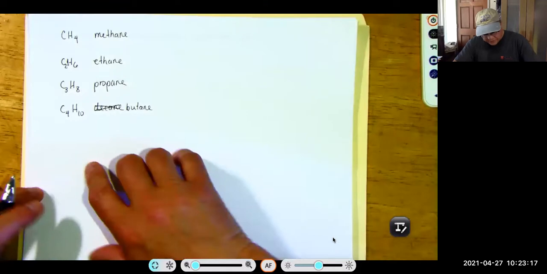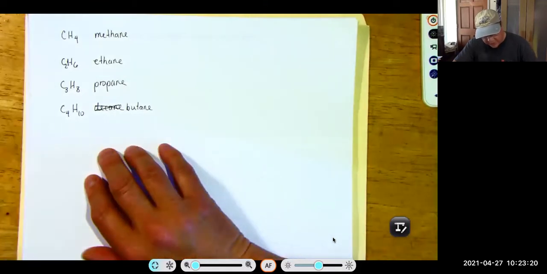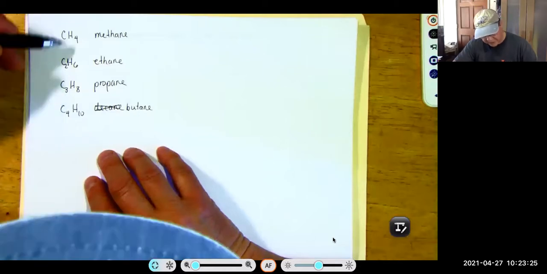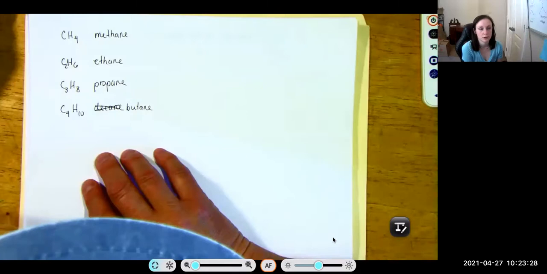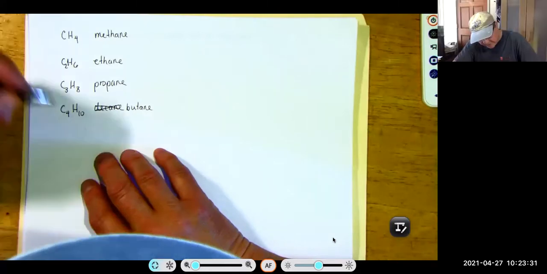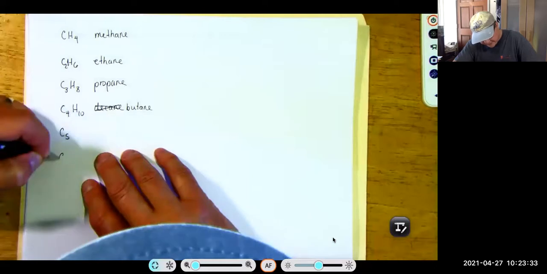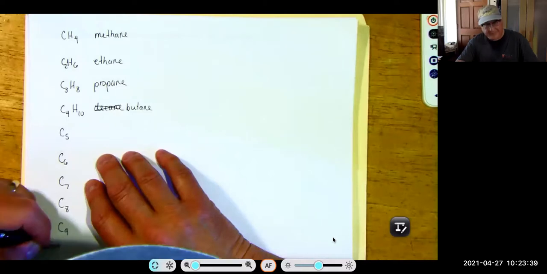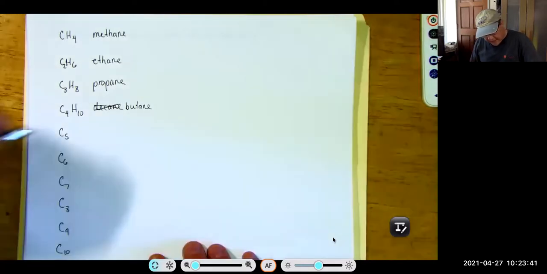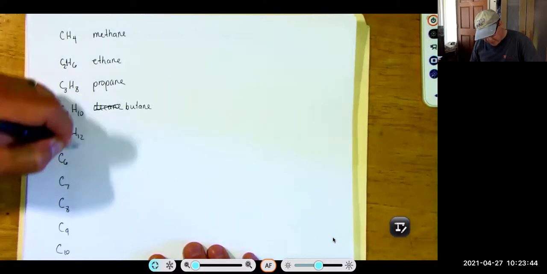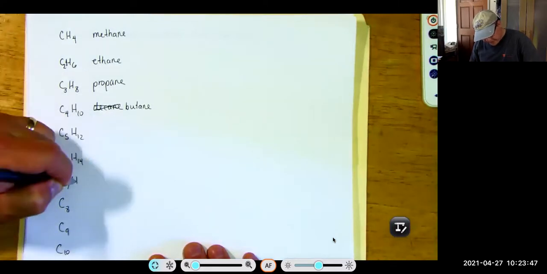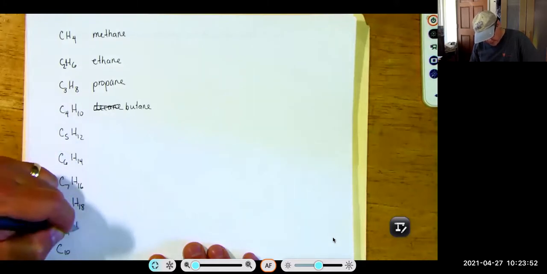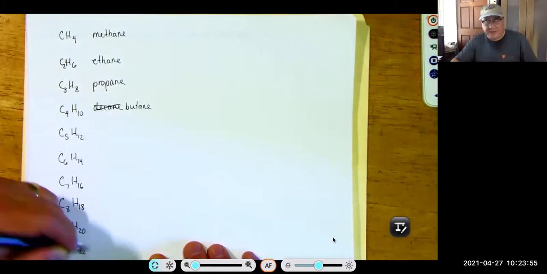Okay, let's take a look at the formula so far. Do you see I'm increasing the carbon by 1 each time? What am I increasing the hydrogens by? 2. Okay, so the next one's going to be C5, C6, C7, C8, C9, and C10, right? And the hydrogens are going to be H12, H14, H16, H18, H20, and H22. Kind of made it like an assembly factory, didn't I?